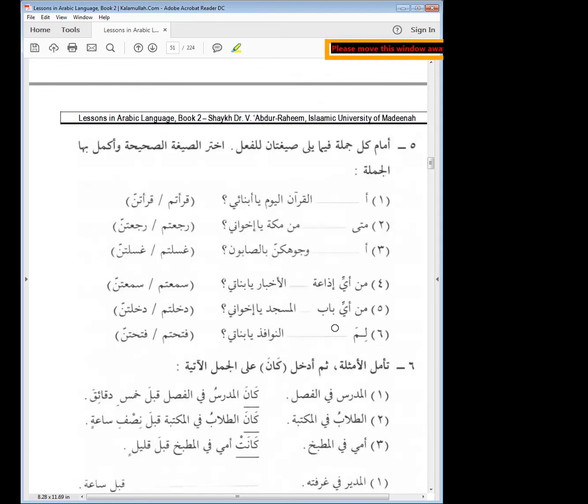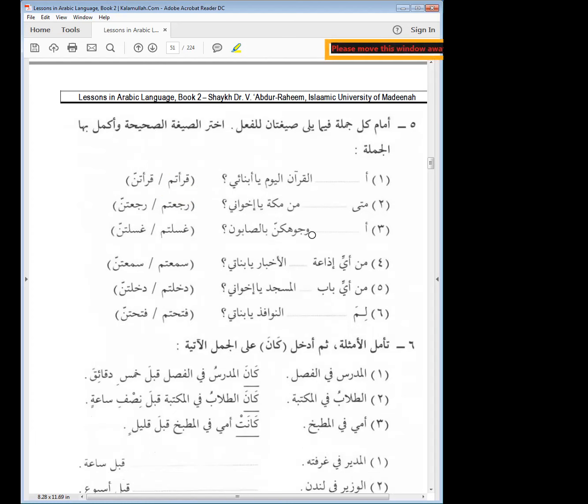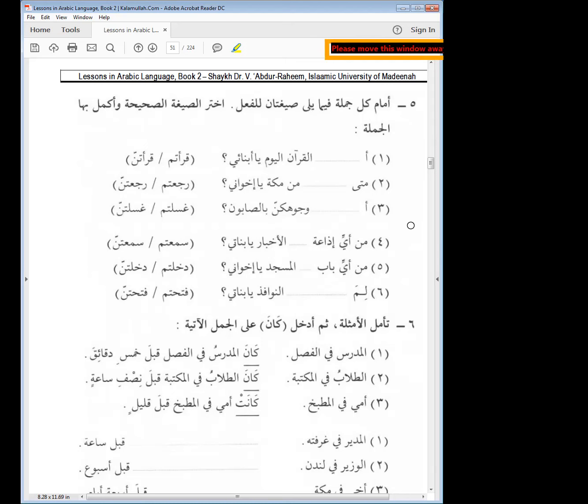Here is a similar exercise. We just have to choose which is the appropriate word within the brackets to complete the sentence. So, for example, we have the first one, a something, al-Qur'ana al-yawma ya abna'i. So, who is being spoken to? Abna', which is plural for what? Ibn, right? So it's plural for Ibn. Ibn is masculine, therefore this is masculine plural, right? So if it's masculine plural, we use qara'tum, right? So this sentence will be aqara'tum al-Qur'ana al-yawma ya abna'i. Right? Straightforward. And basically, it's just to choose the correct option to complete the sentence.